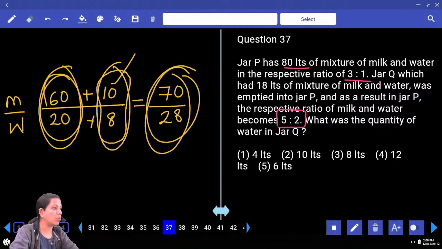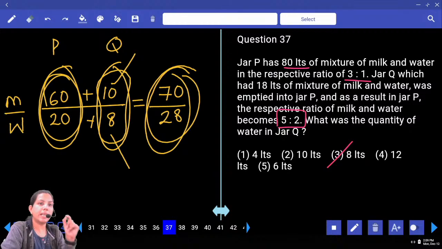So what is this 10? Milk in jar Q. This is P, this is Q information. Milk in jar Q is 10 liters. Water in jar Q is equal to 8 liters. What is the question? Water only. So third option is the answer. Initially there are 80 liters of the mixture and we are adding 18 liters of the mixture. 80 plus 18 together is 98. Milk and water are in the ratio 5:2.